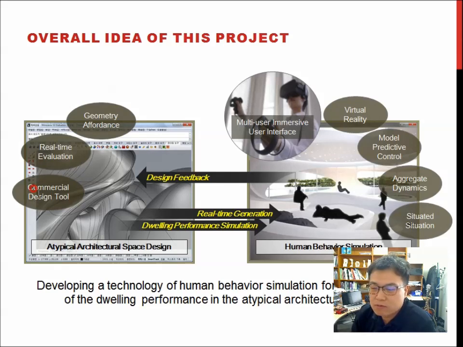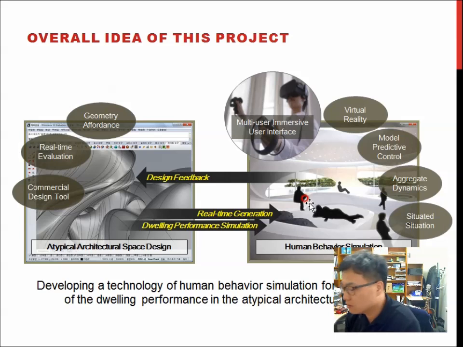This is the overall idea of this project. The left image is some design tool for atypical architectural space, and this is the purpose of this project. We want to make human behavior simulation tools. There are several components in there. So we make a simulation tool that can give design feedback using human factor agents.